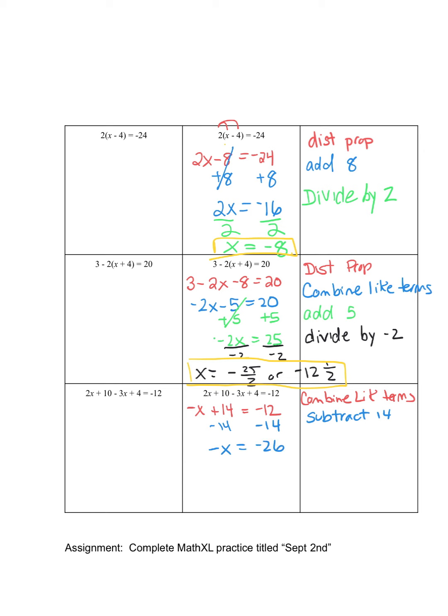I now have negative x. I want positive x isolated. And so since that is negative 1 times x, I will now need to divide by negative 1. And that will give me x is equal to 26.